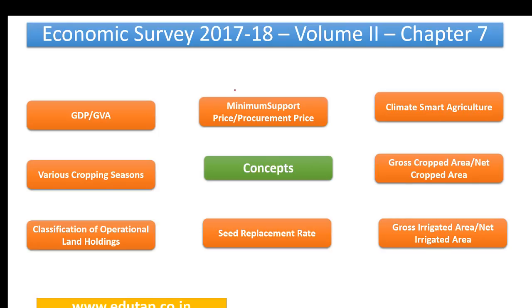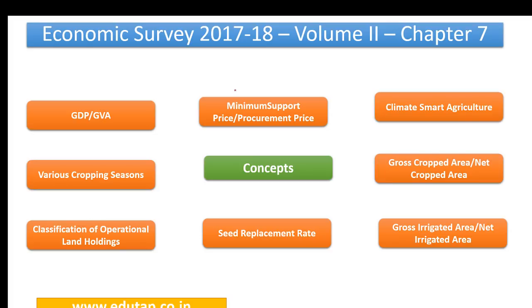Now we have come to the concepts part. So friends, whenever you are studying any document, and now we are talking about Economic Survey 2017-18, Volume 2, Chapter 7, just don't bluntly go with that document. You need to understand the concepts that are given there so that you are able to make some meaning out of it, right? You just cannot crunch the numbers in your mind. So when we read this particular chapter, there are these concepts that you need to know.